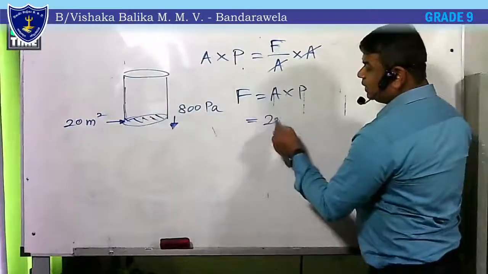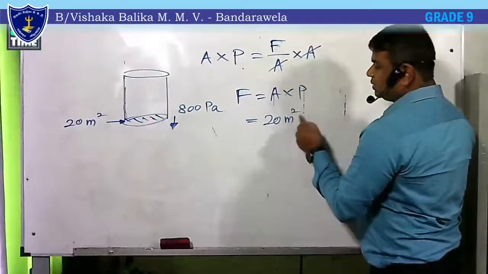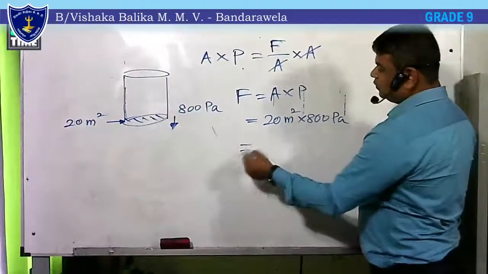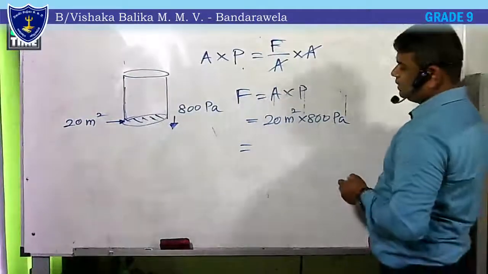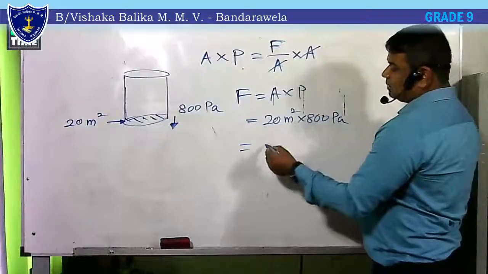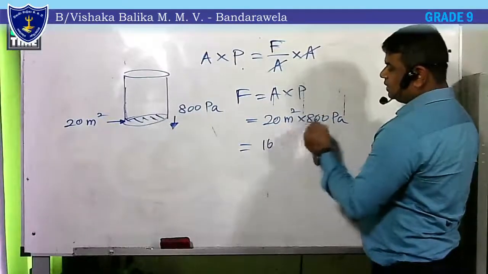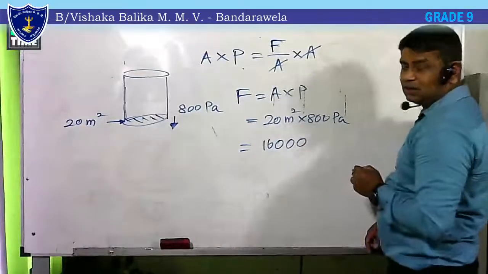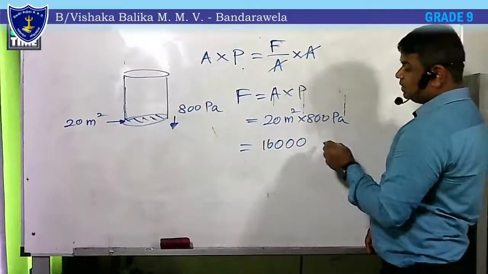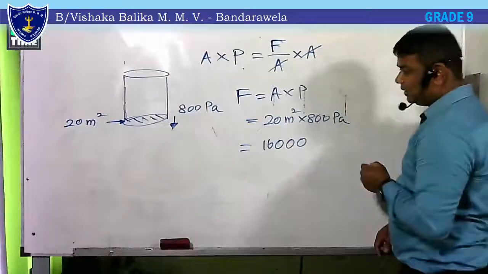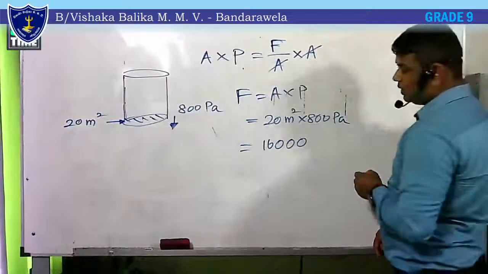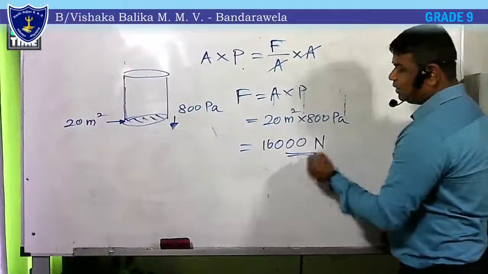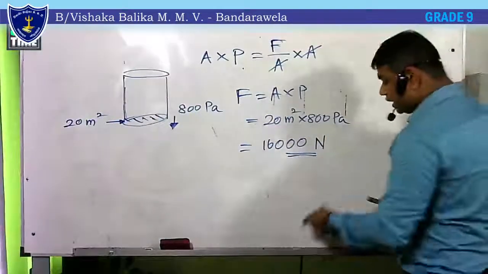Easy. Area multiplied by pressure. Area is 20 square meters, multiplied by pressure, 800 pascals. There is a huge force here, right? Then 2 times 8, 16, and there are 3 zeros to put. 16,000. What is the final unit? It is the force, therefore our final unit will be newtons. This is how it comes.